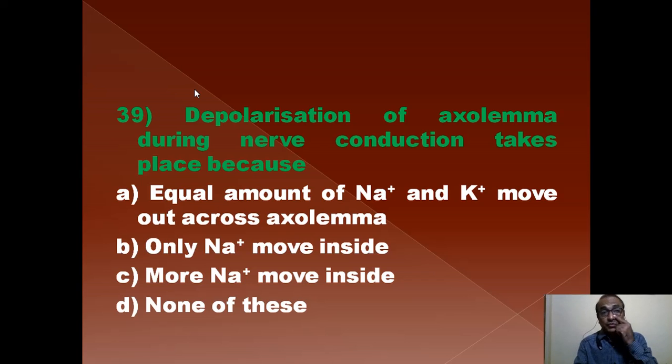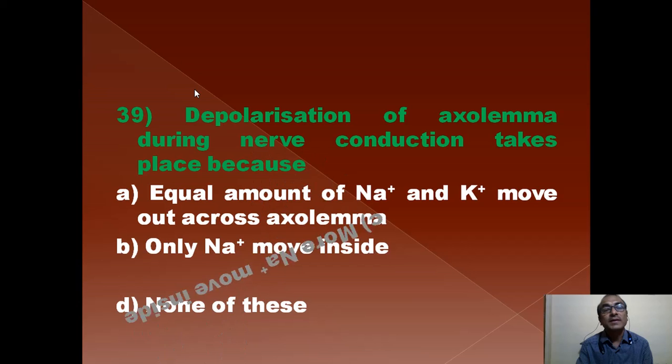None of these. So here you will be confused between only sodium ions and more sodium ions move inside. Now we know that potassium ions keep moving in and out as and when required to maintain a kind of equilibrium in the levels of the ion. But what actually happens during depolarization is that more sodium ions will be entering inside. So C will be the right answer.